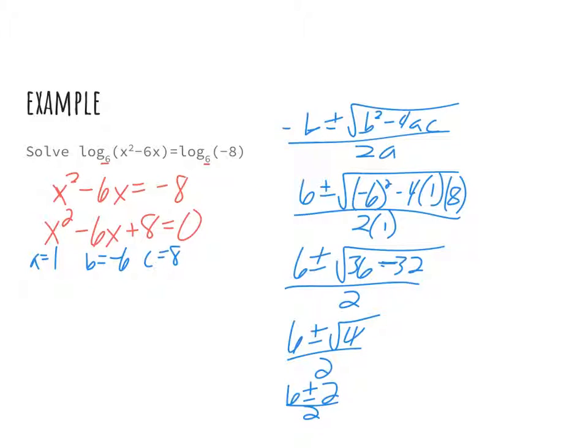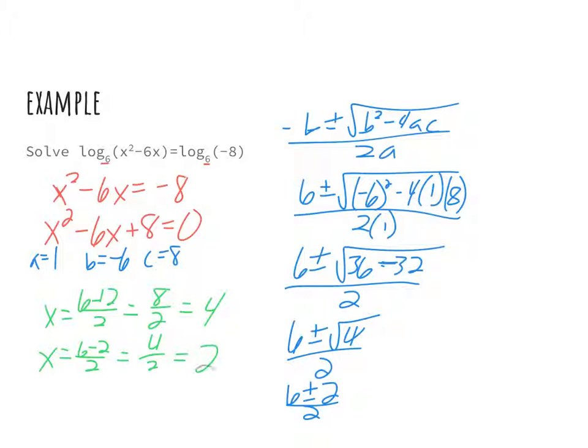So my two answers are going to be when x is equal to 6 plus 2 over 2, which gives me 8 over 2, which is 4. And x equals 6 minus 2 over 2, which gives me 4 over 2, which gives me 2. So my two answers are x equals 4 and x equals 2.